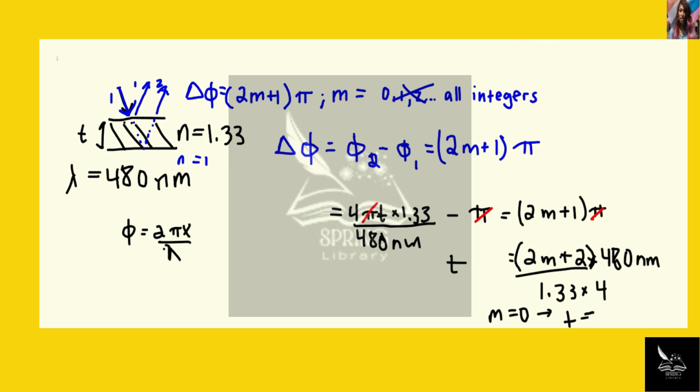So let's do 2 times 480 divided by 2 times 1.33. I get 361 nanometers. Just pause the video and look at my calculations. Okay, I ended up actually revising my calculation and I got 180 nanometers.